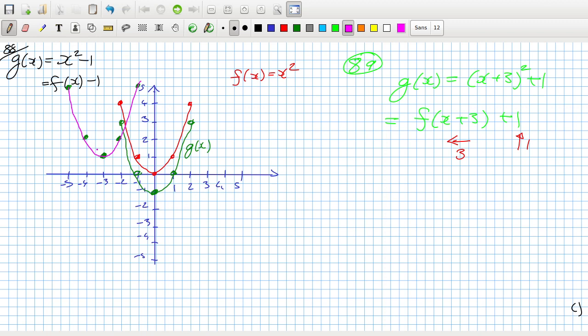If I look at the graph for 89, that matches up pretty nicely, except I didn't write in the y and the x. So I'll try and make this a little bit neater. So that's equal to f of x minus 1. I'll call that one G88, and that one G89. So we're okay with that one.